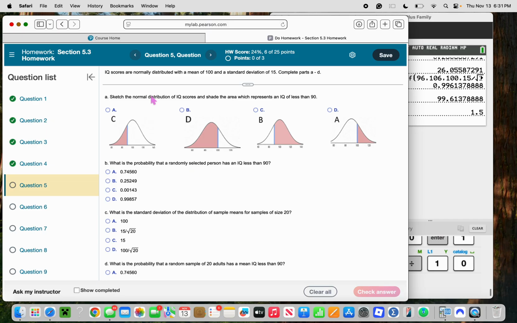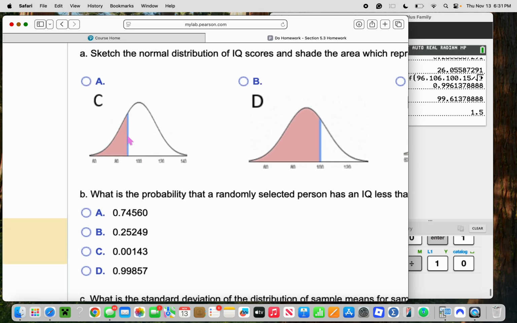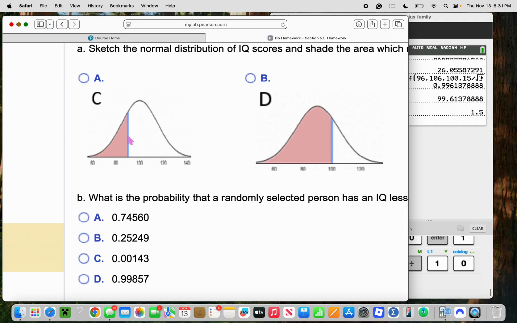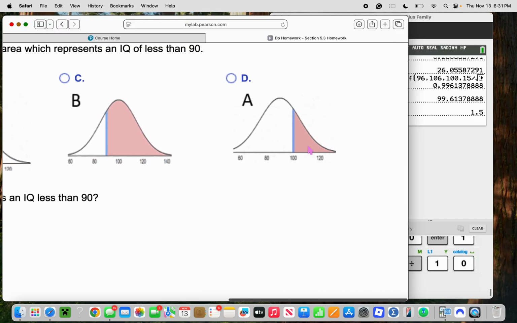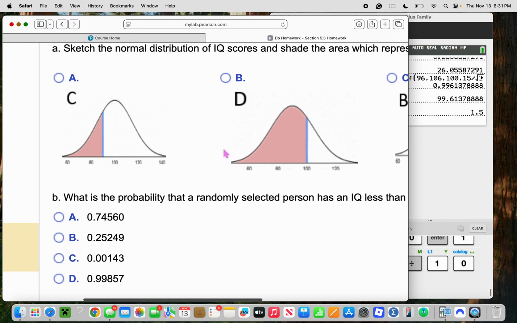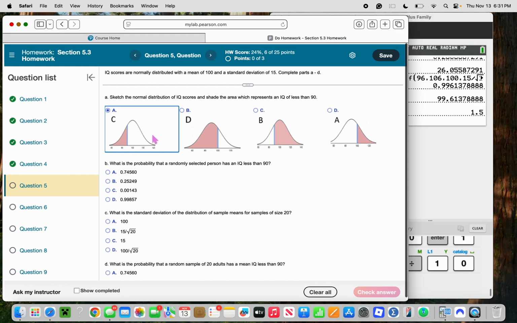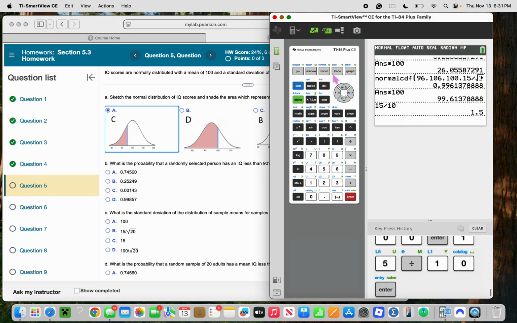All right. So it says IQ scores are normally distributed with a mean of 100, standard deviation of 15, complete parts A through D. Sketch the normal distribution of IQ scores and shade the area which represents an IQ of less than 90. So I have this value. That's less than 100. That's more than 90. And that's more than 100. So we're looking at less than 90. It says, what's the probability that one randomly selected person has an IQ less than 90?